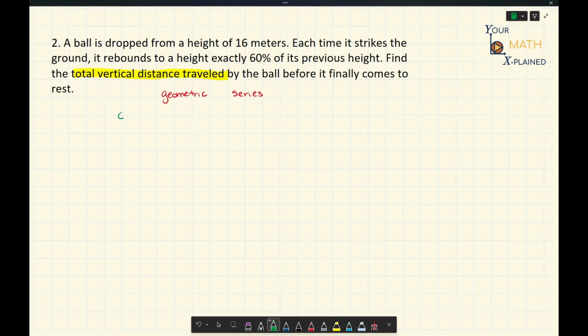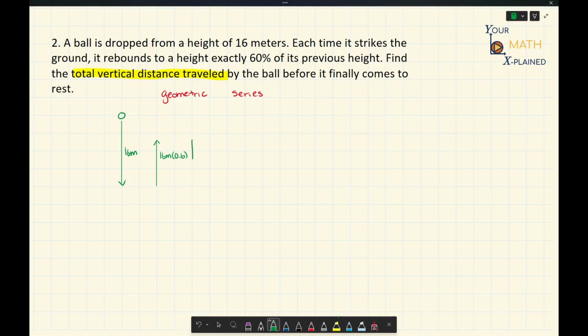So the ball starts at a height of 16 meters, which means when we first drop it, it's going to go down by 16 meters. And once it touches the ground, it's going to bounce back up. But this time, it's only going to go up to 60% of its original height. So that means this is going to be 16 meters times 0.6.